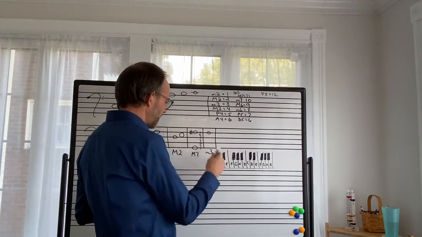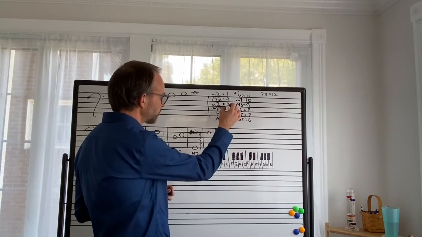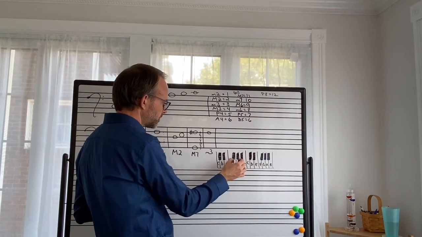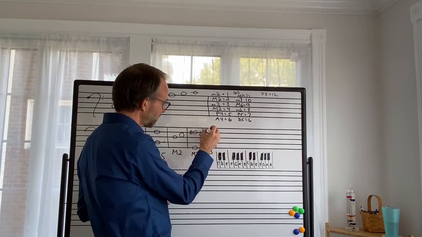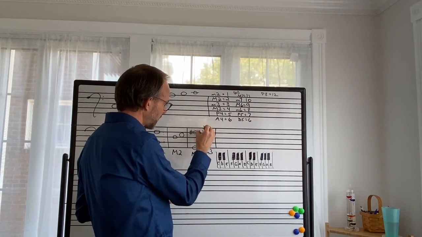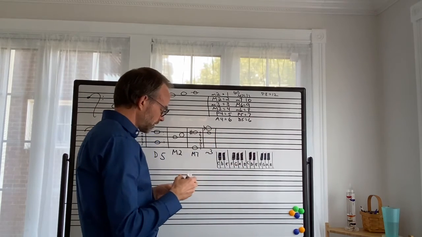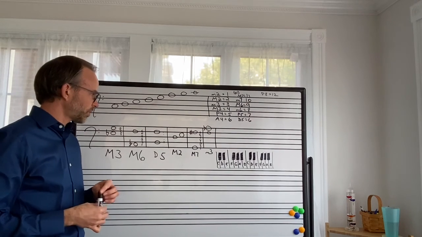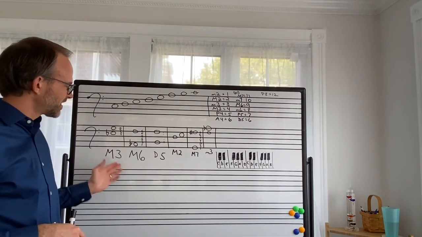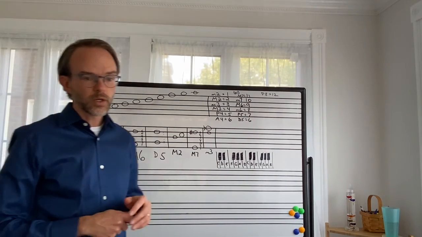For this one, we have an F. We need 3 half steps higher. 1, 2, 3. It's not going to be a G sharp because that's a second. It needs to be a flat. So that'll give you some practice with identifying intervals, also constructing intervals.